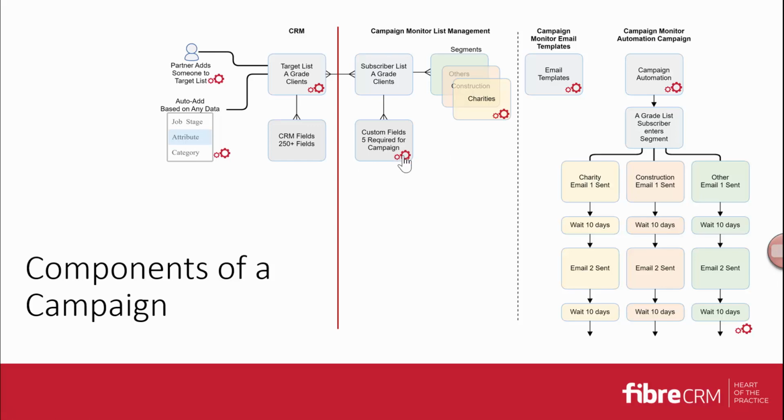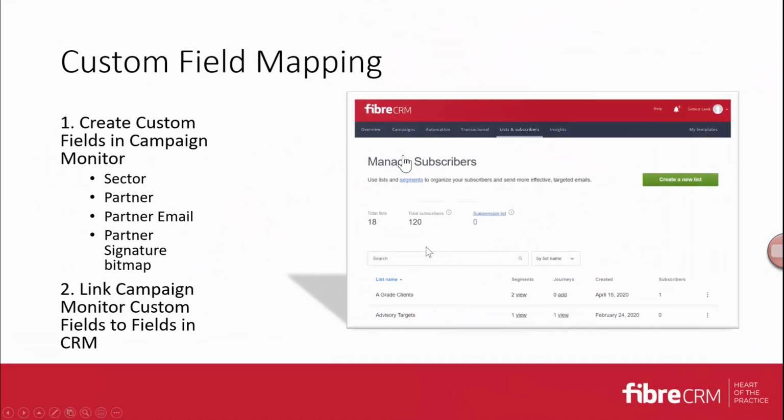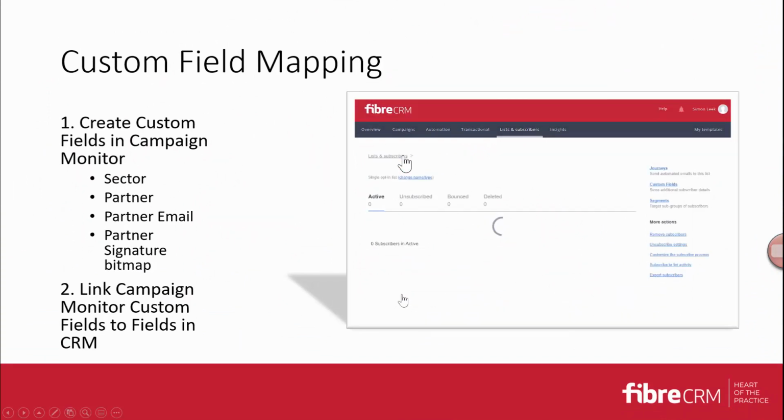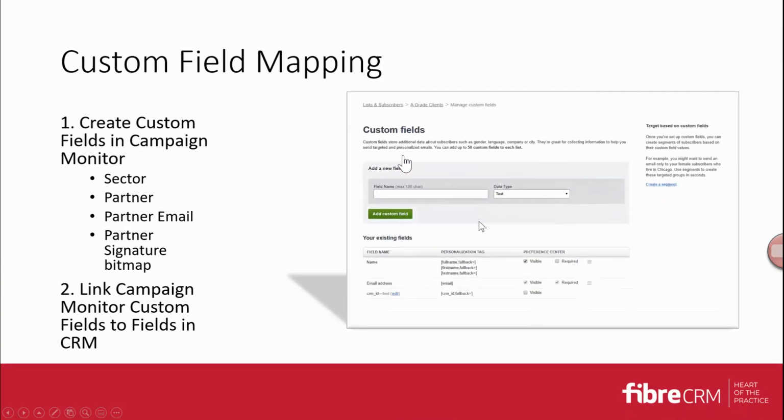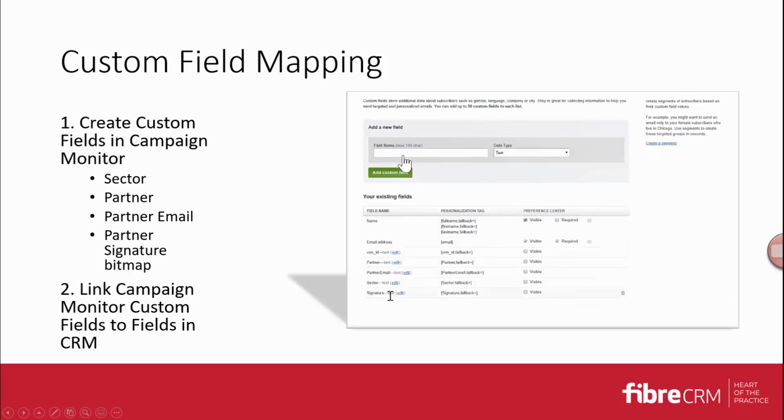We would do that in Campaign Monitor. You just go to the list, in this case A-grade clients, and then on the right you can click on custom fields and then add some fields. By default you get name, email address and the CRM identifier, but we're going to add partner, partner email, and we're also going to put in sector and the signature block. So you can see at the bottom of the screen we've got those fields available.